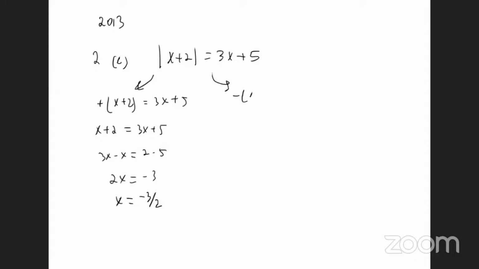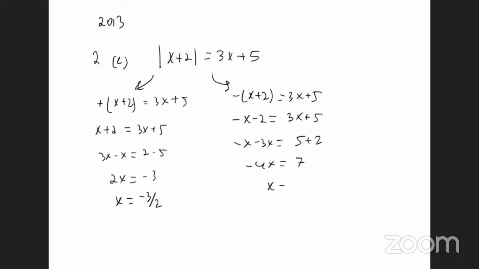Opposite side, minus x plus 2 is equal to 3x plus 5. So you'll get minus x minus 2 is 3x plus 5. So minus 4x is 7. x is minus 7 over 4.